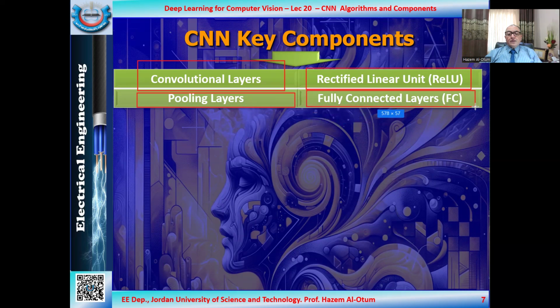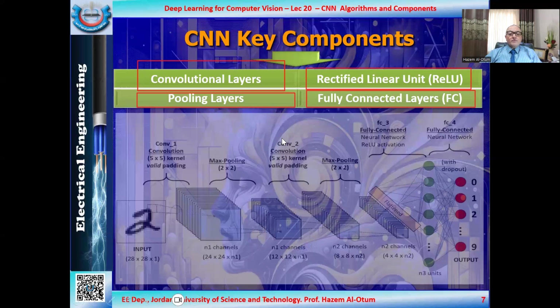And finally, the fully connected layers that are used to convert the inputs into numbers in terms of probabilities for classification purposes using the softmax layers. We'll talk about all these components in detail next.